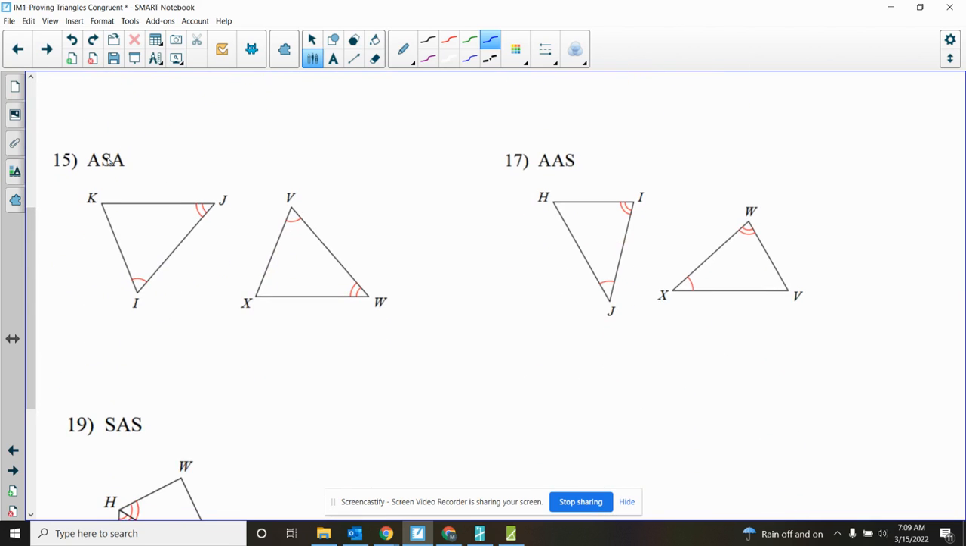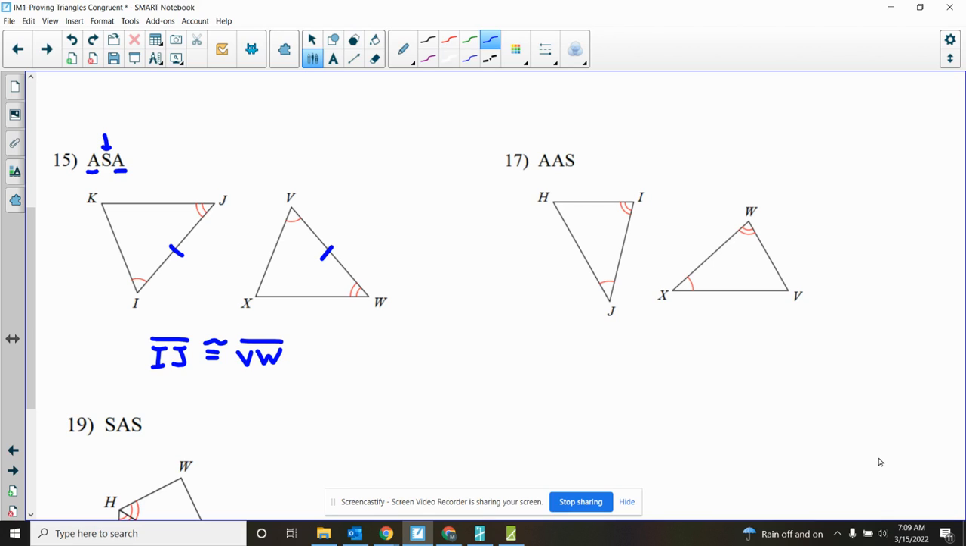Coming down here for ASA, I've got my 2 A's. What's missing is the S. It's got to be the side in between the 2 angles. So in between the 2 angles. So segment IJ needs to be congruent to segment VW.